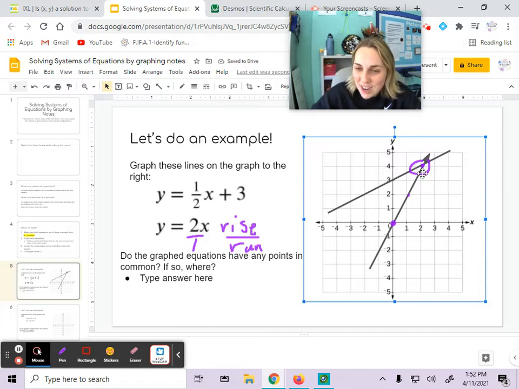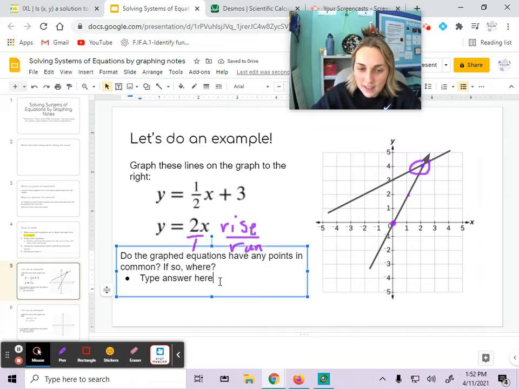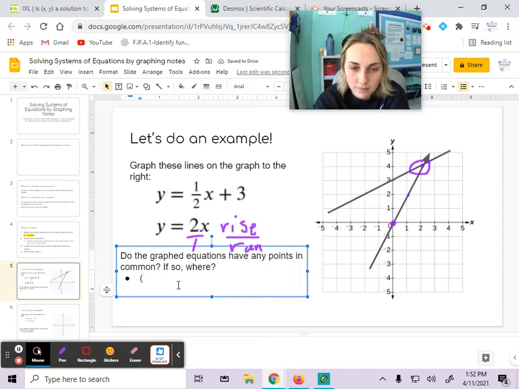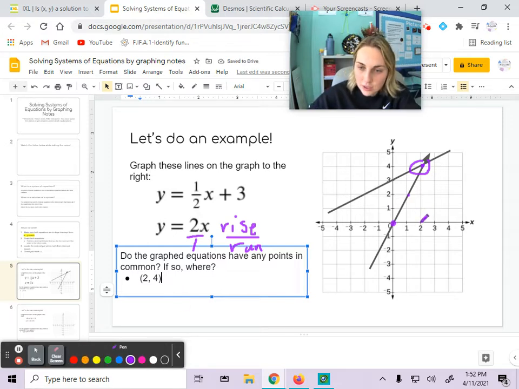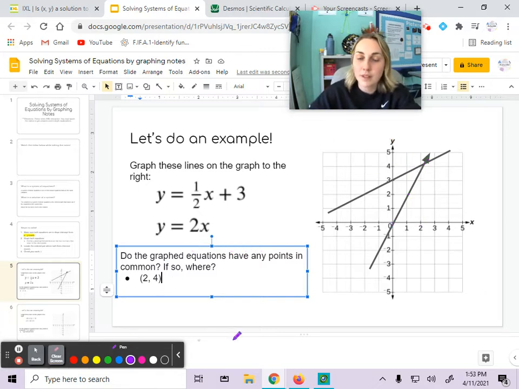Alright, so where they meet is right here, and that ordered pair right there is going to be 2, 4. Because that point is at 2, 4. On the x-axis, that's 2. On the y-axis, that's at 4. And when you write an ordered pair, your first number is always an x, second number is always a y. So on the x-axis, that was at 2. The y-axis, it is at 4. So the ordered pair is 2 over 4.